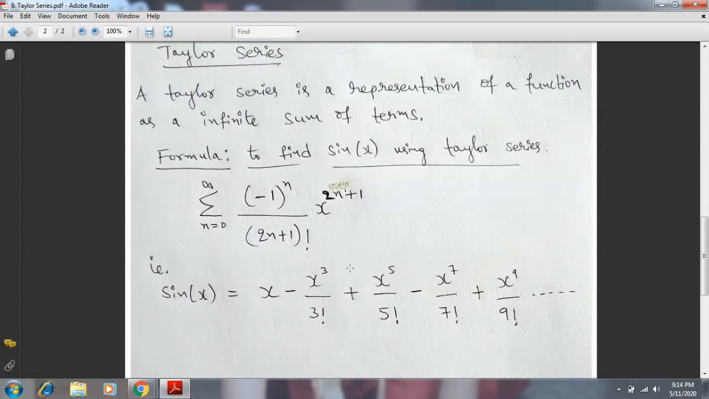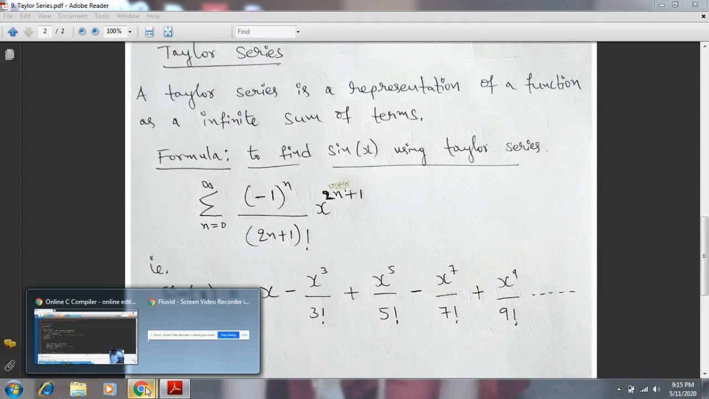The third observation is the alternating signs between the terms: plus x, minus x to the power 3 by 3 factorial, plus x to the power 5 by 5 factorial, minus x to the power 7 by 7 factorial, likewise. Here, the input is the x value and the output we get is the sine of x value. So with this brief knowledge of Taylor series, let us solve the program.